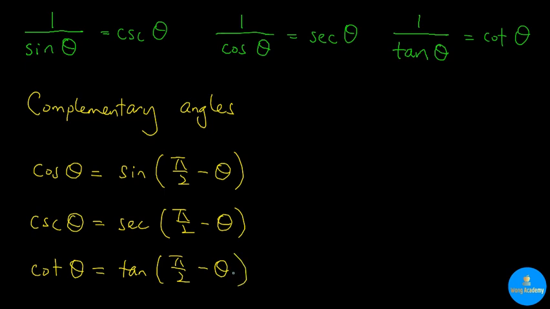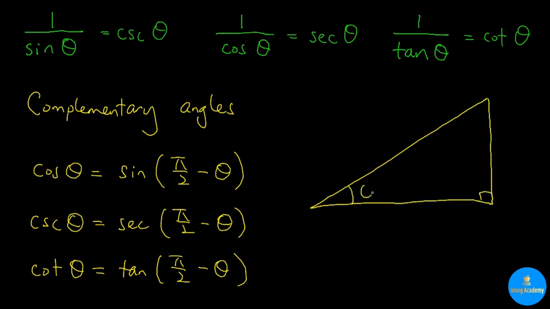All of these can be verified by drawing the right-angled triangle. If we denote this as theta, then this will be pi over 2 minus theta, and they are complementary angles. Now, for example, if we look at cosine theta, then it will be adjacent over the hypotenuse. But you can also think of this as the opposite side to the complementary angle over the hypotenuse, which is sine of the complementary angle.